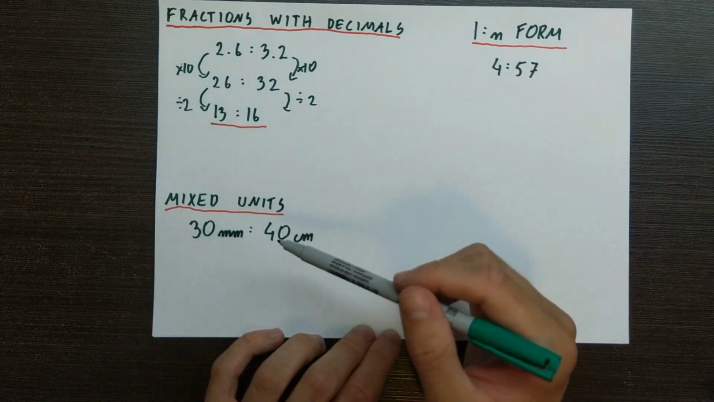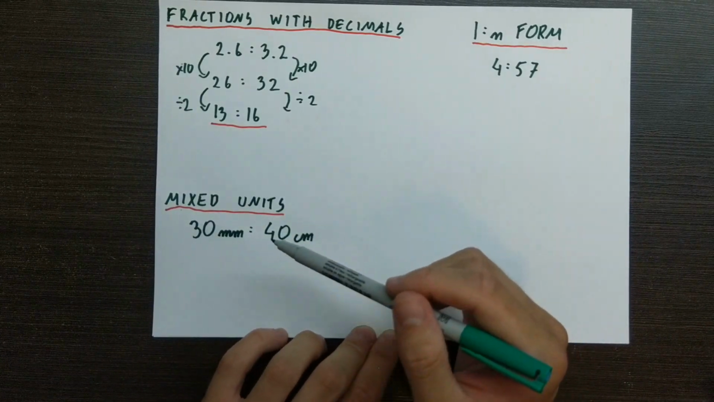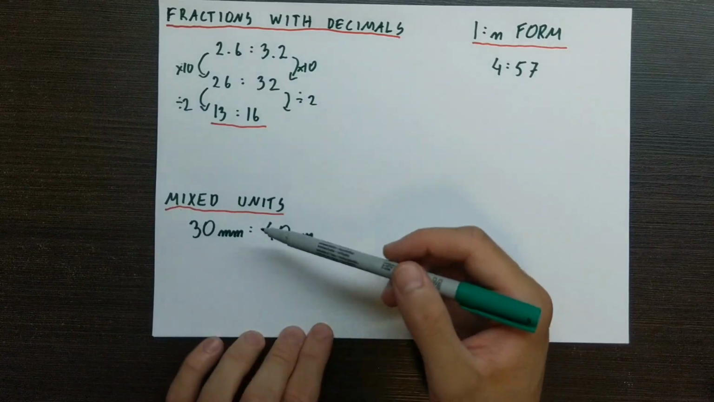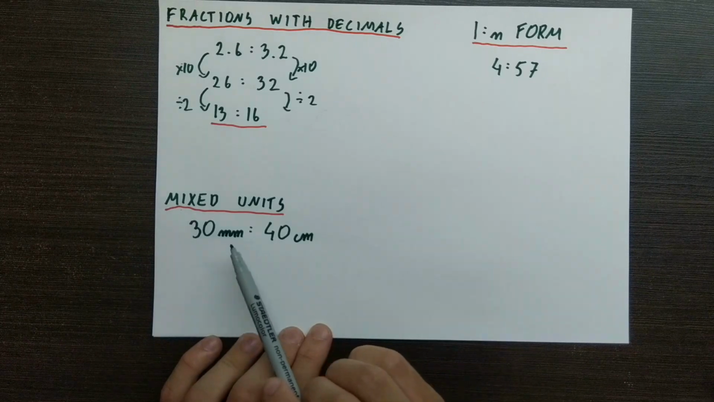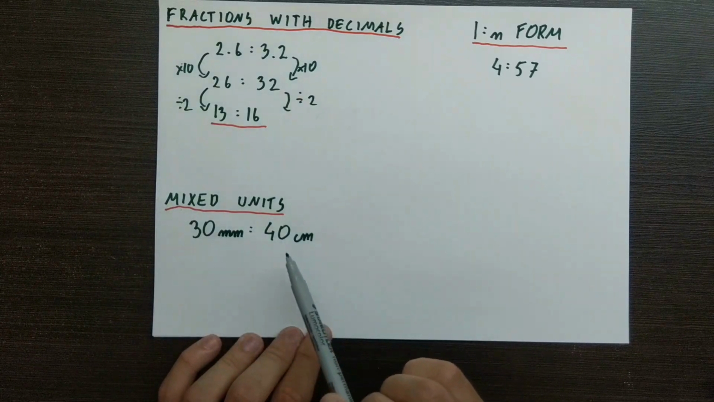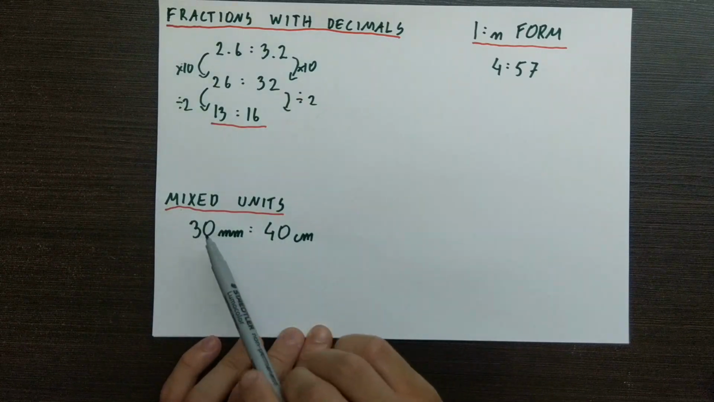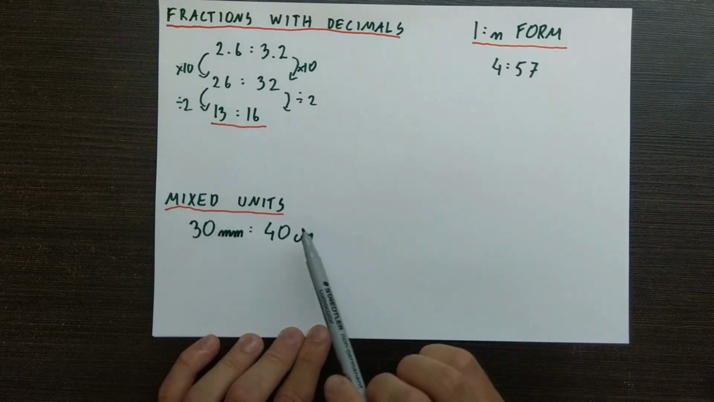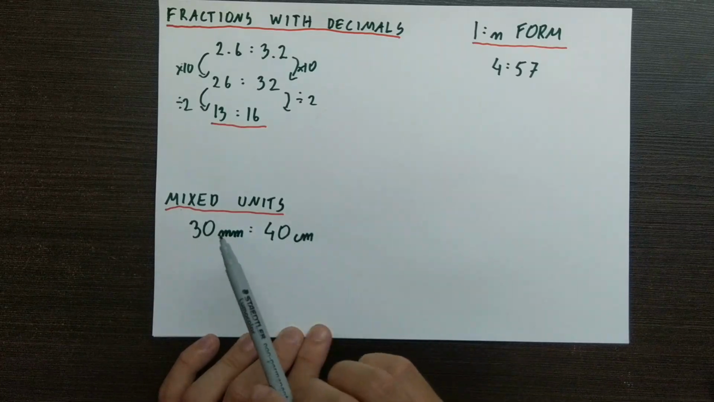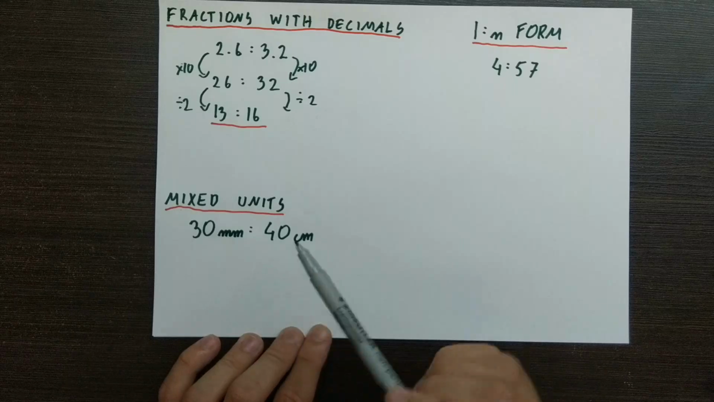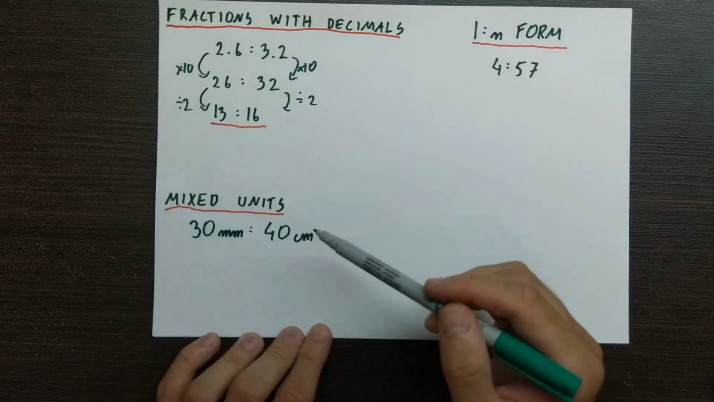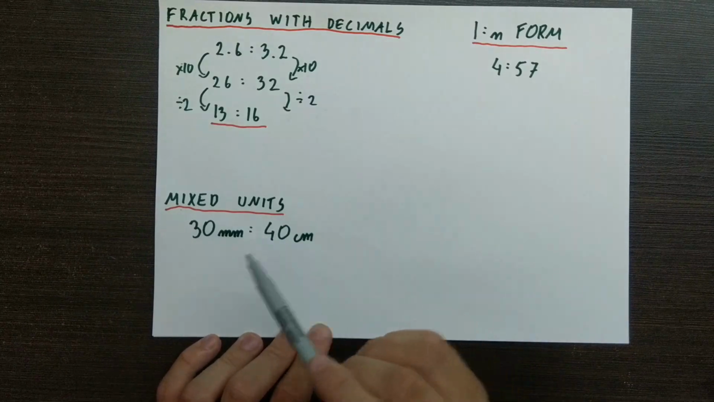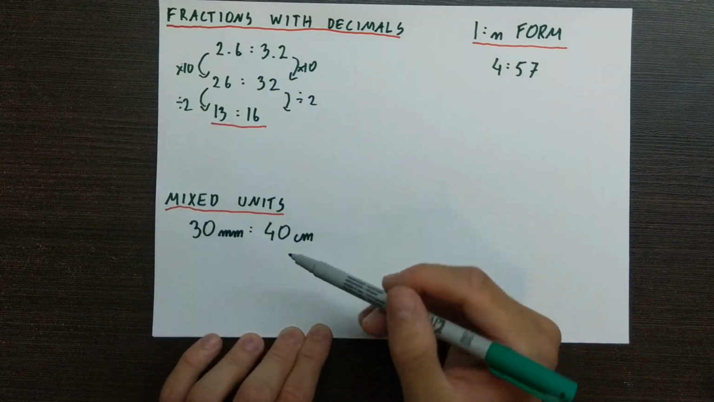If we have mixed units, how on earth do we deal with that? Well, so here, for example, we have 30 millimeters to 40 centimeters. So we have 2 different sets of units. How do we make the simplest ratio out of that? Well, we just need to convert the units to the same unit. Whatever you do, the units need to be the same. That's the very first thing we need to do.